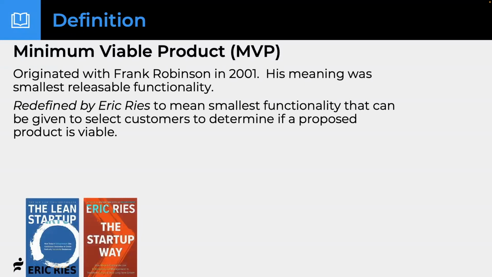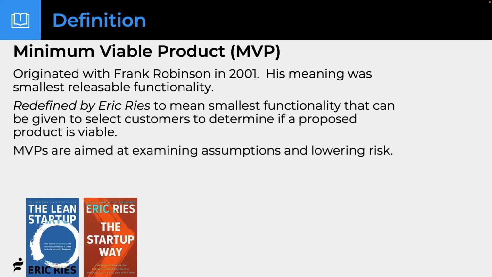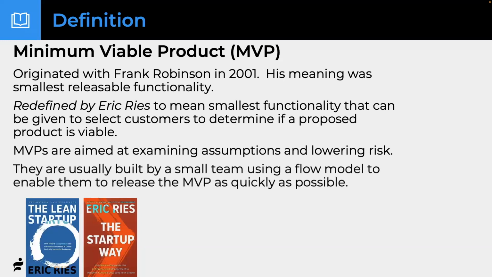And what I really liked about The Startup Way is how he discussed certain case studies of using MVPs to basically look at assumptions and lower risk. And this is really the value of MVPs. It's really about a way of seeing what assumptions we've made about the product that may or may not be true. And we do that to lower the risk. And they're usually built by a small team or maybe a focus group of a few teams. And typically have to use a flow model because you want to be able to get feedback as quickly as possible.